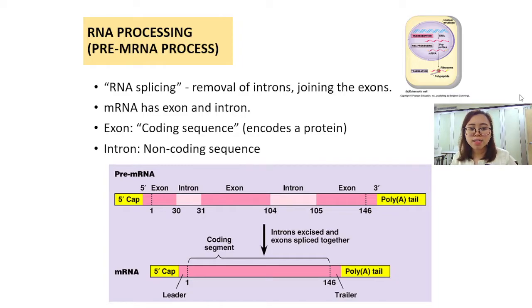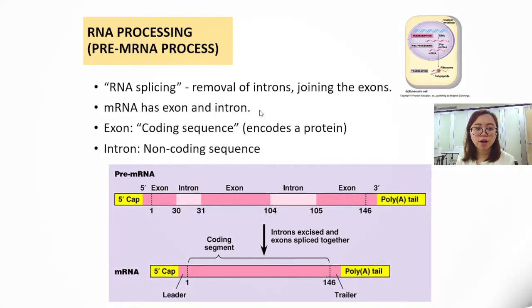Now, RNA splicing and pre-mRNA process is only in eukaryotes because prokaryotes do not have introns and exons. Eukaryot saja ada intron dengan exon. Itulah sebabnya eukaryot saja yang perlukan RNA processing.